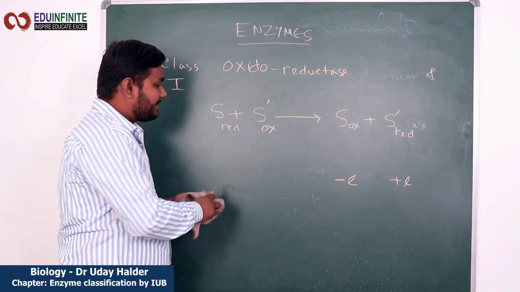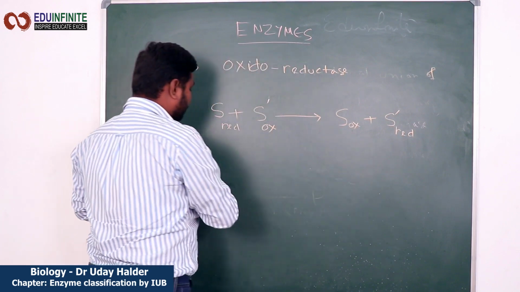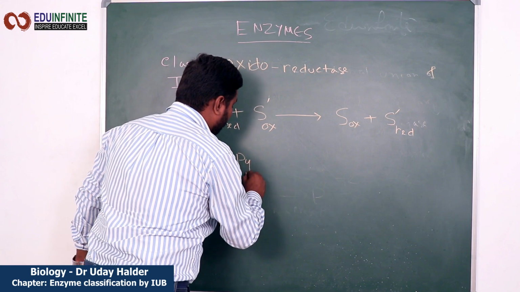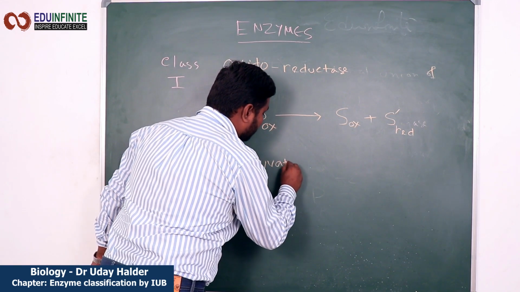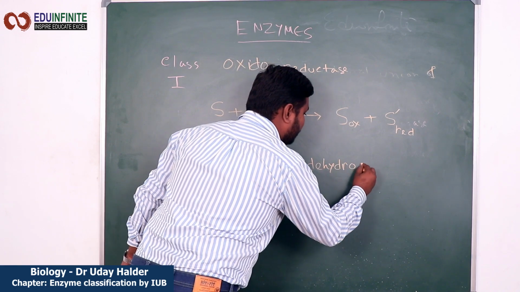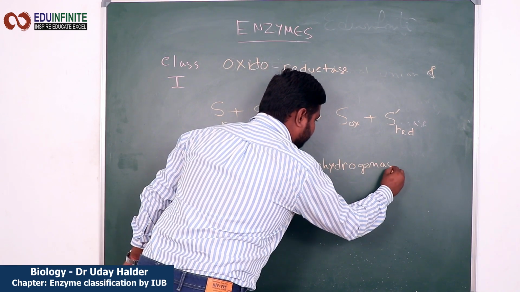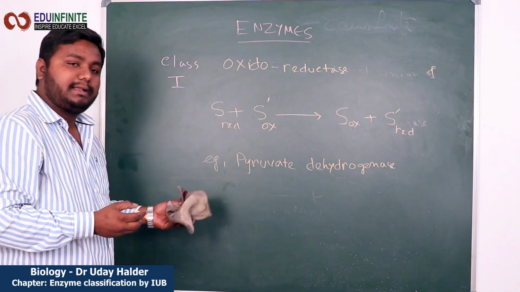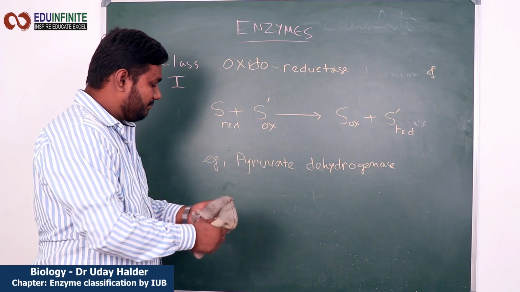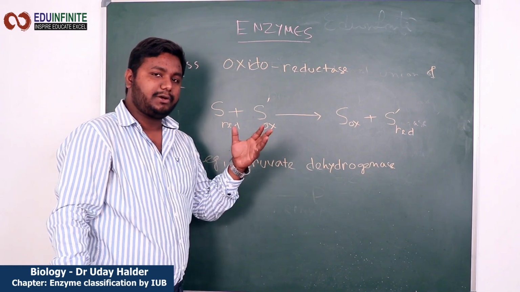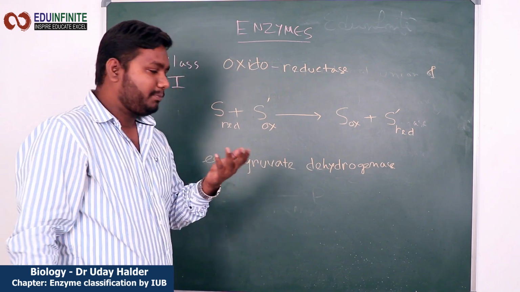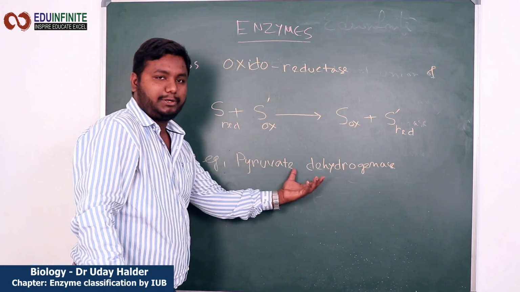So I'll give you some authentic examples, like pyruvate dehydrogenase. You will find this enzyme during aerobic respiration. This enzyme does a reaction which links your glycolysis and Krebs cycle, ATP yielding process, energy producing process, pyruvate dehydrogenase.